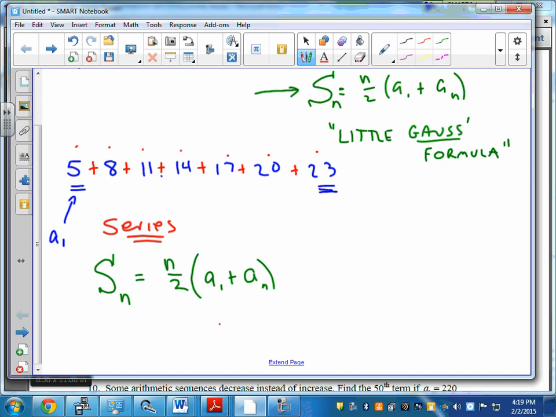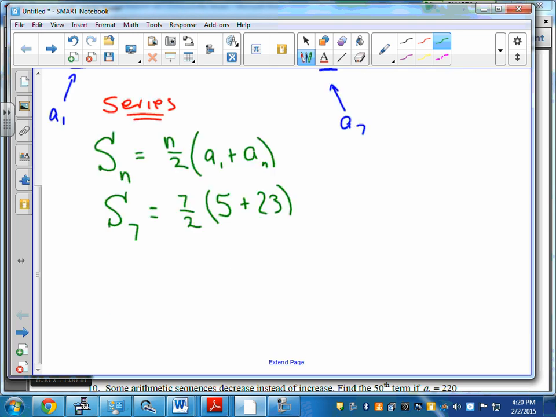Now 23, we could just count these. Let's see, 1, 2, 3, 4, 5, 6. This is the 7th term, a sub 7. So let's go ahead and add these up using little Gauss's formula. The sum of the first 7 terms is going to be 7 divided by 2 times the first term, which is 5. Right? A sub 1 is 5. And the 7th term, a sub 7, is 23.